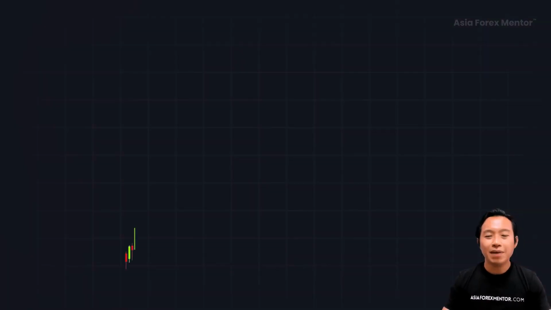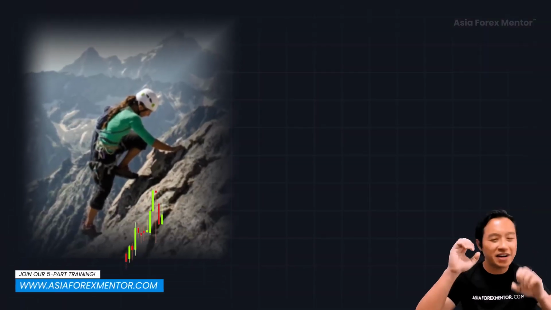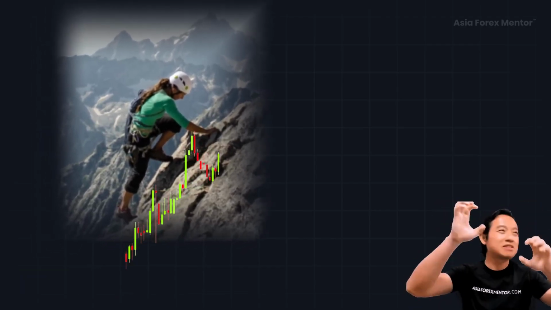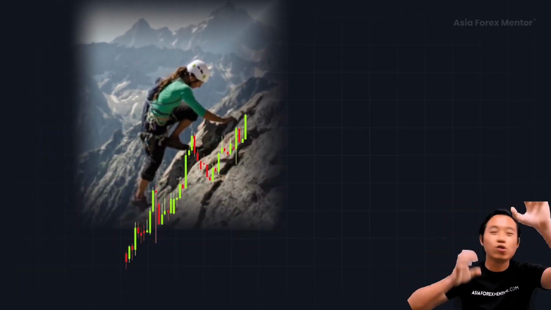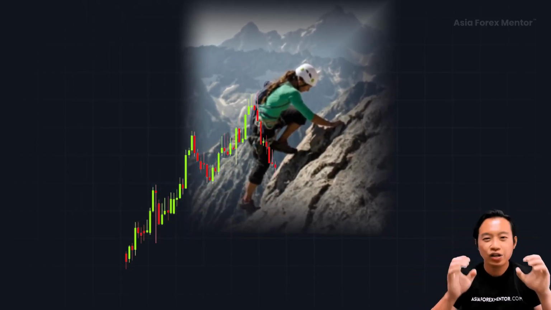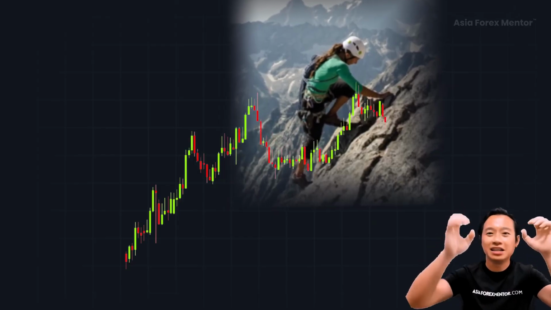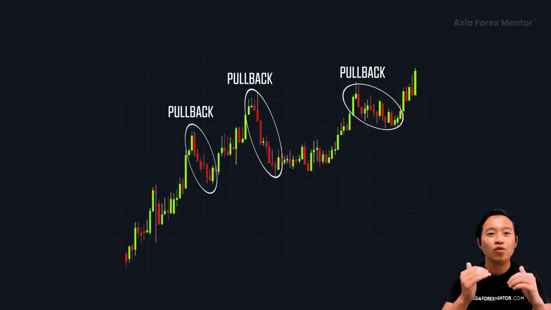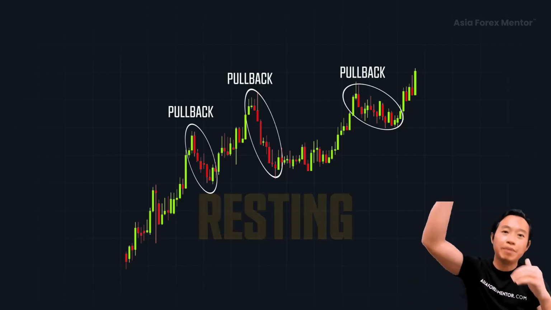Take a look at this. The market is what? A climber, right? It's a very determined one. It's like climbing and scaling the mountain. So step by step, rock by rock, it goes higher and higher. Then it will take a brief pause to rest, to catch its breath, and then you climb again, right? So each pullback is a moment of resting before climbing higher.